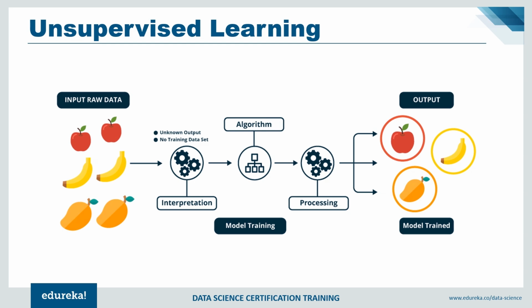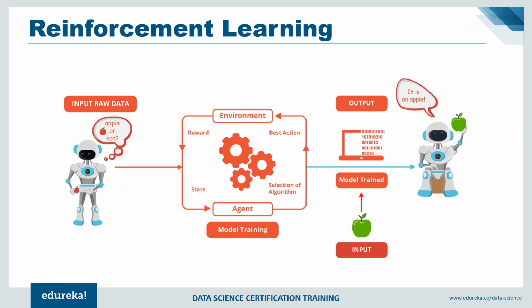Now the third type of learning which we have here is reinforcement learning. Reinforcement learning is the learning by interacting with a space or an environment. It selects the action on the basis of its past experience, the exploration, and also by new choices. A reinforcement learning agent learns from the consequences of its action rather than from being taught explicitly. In the example here, the input data goes to the agent, where the agent selects the algorithm, takes the best action from the environment, gets the reward, and the model is trained.